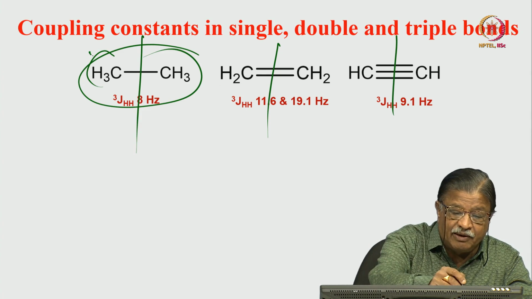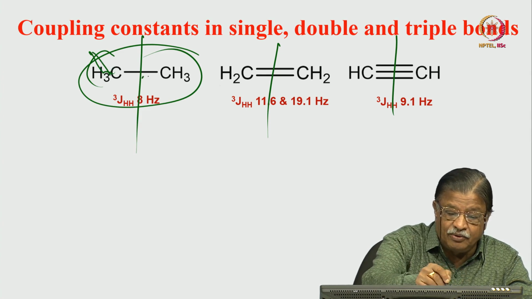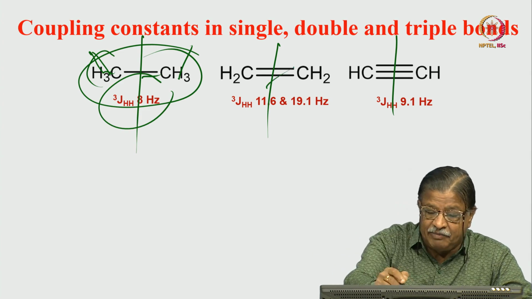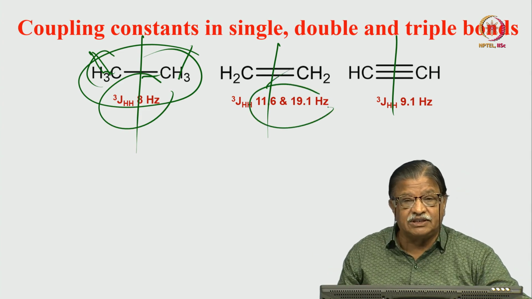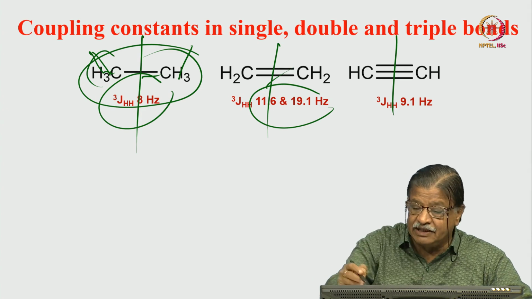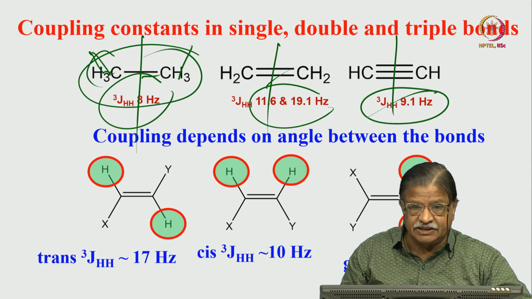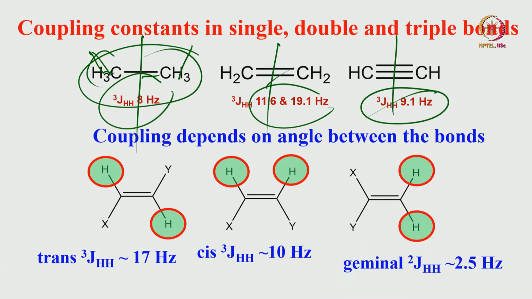But in a molecule like this, the 3 bond coupling with this proton, 1, 2 and 3 bond coupling, is about 8 hertz, and when there is a double bond it can go from about 12 to 20 hertz. When there is a triple bond it can be on the order of 9 hertz in the acetylene molecule. And also coupling depends upon the angle between the bonds, upon what angle these 2 protons are making.